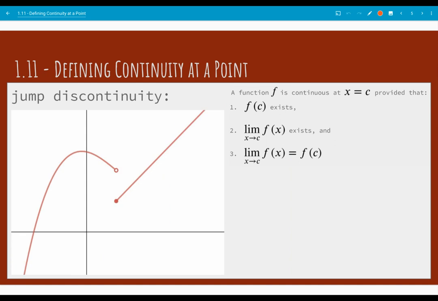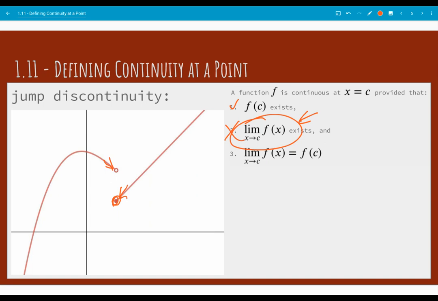If we look at a jump discontinuity, this would be if I'm drawing with my pencil and I get to a point here, I have to lift it up and go to another point to continue drawing. That would be a jump discontinuity. In this particular example, the function does exist at the point. Where we run into trouble is that the left-handed limit exists and the right-handed limit exists, but the limit at the point doesn't exist because those are approaching different values. So condition number two is not met.